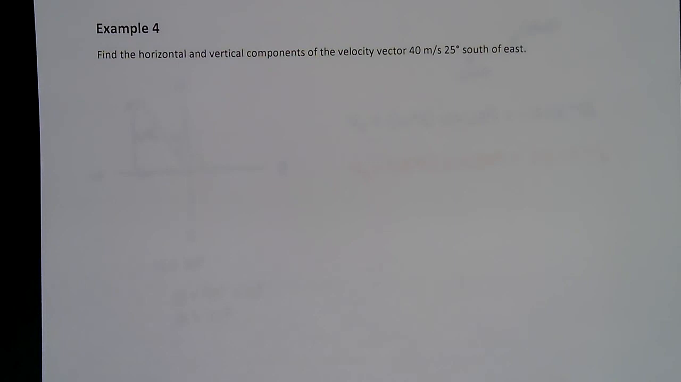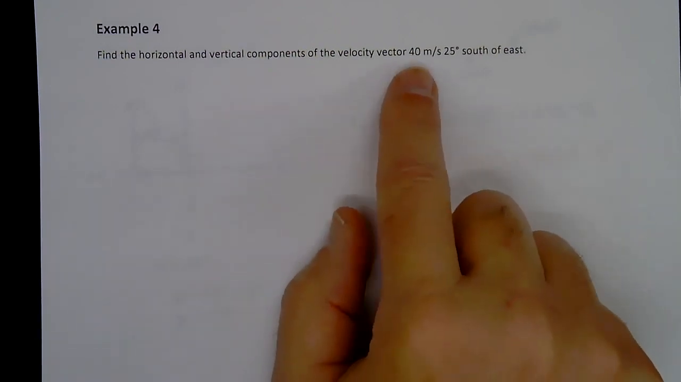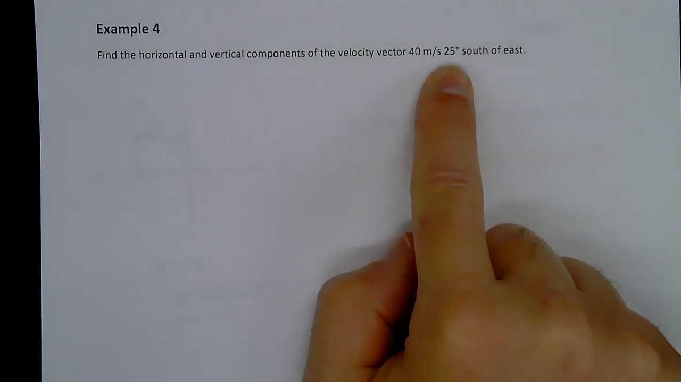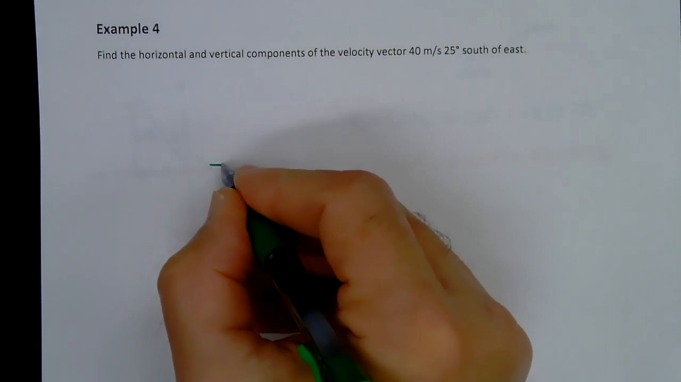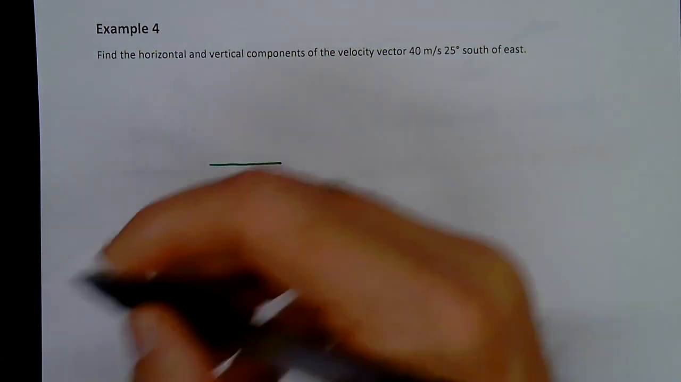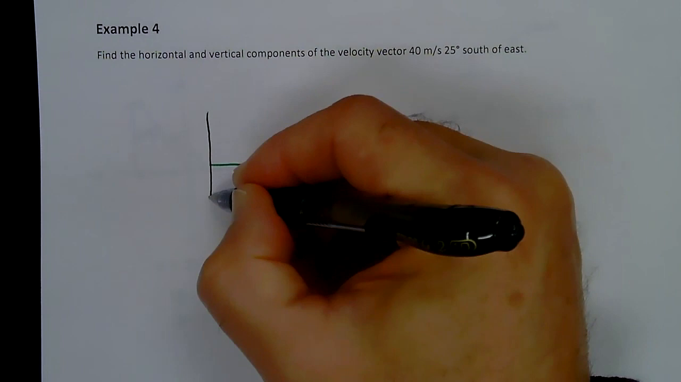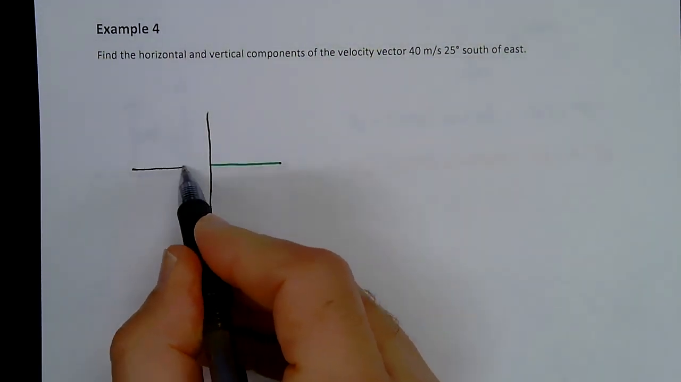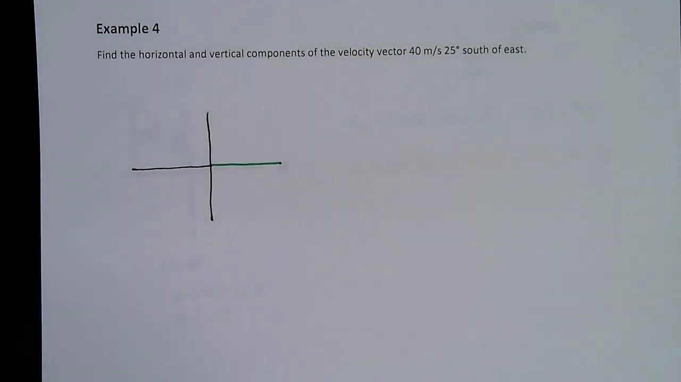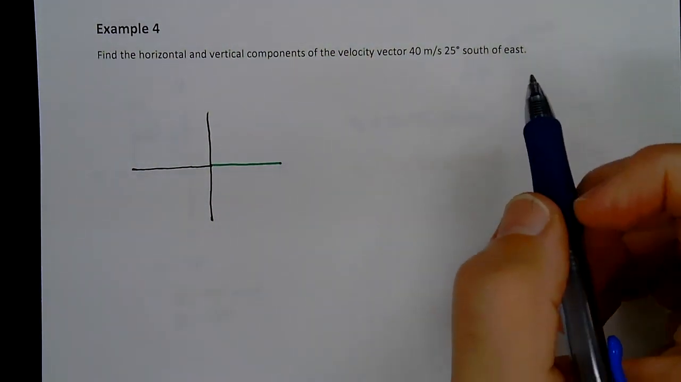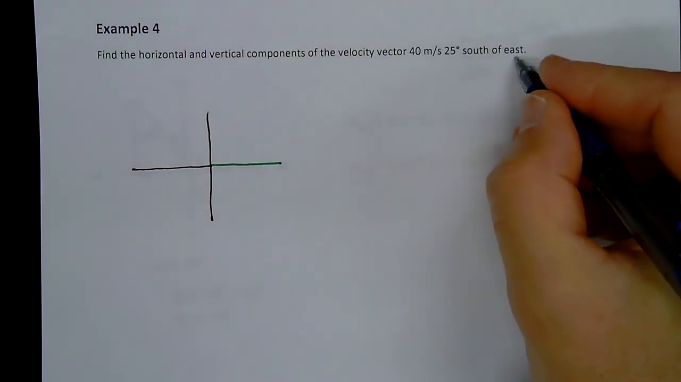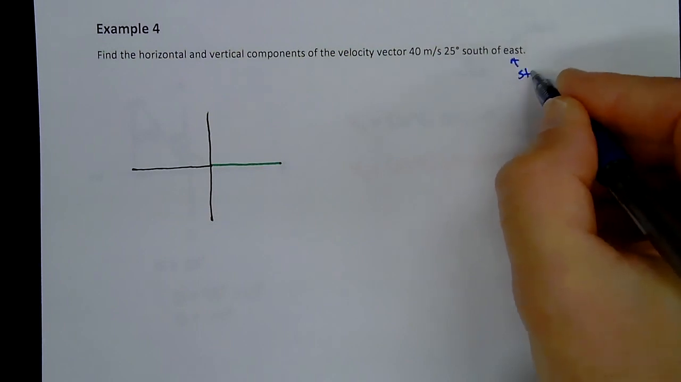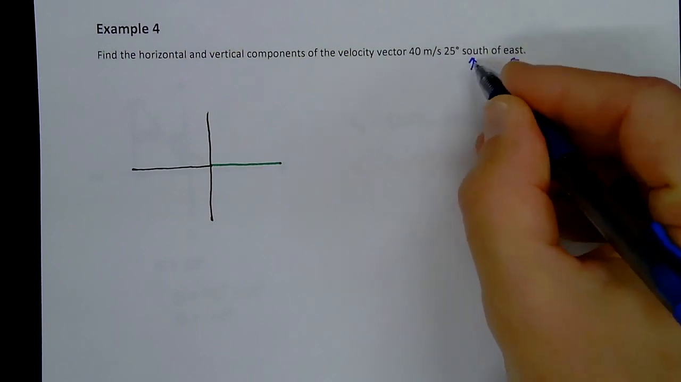So for this last one, we want to find the components. It's 40 meters per second. And this time it's 25 degrees south of east. So I'm going to draw my x-axis in green. Mrs. Ramming gave me that idea, guys. I was talking to her about this and how to break this up to make it simple for you guys. I was just running stuff by her. So 40 meters per second, 25 degrees south of east. So this is the start. We're going to start on the east and we're going to rotate south.